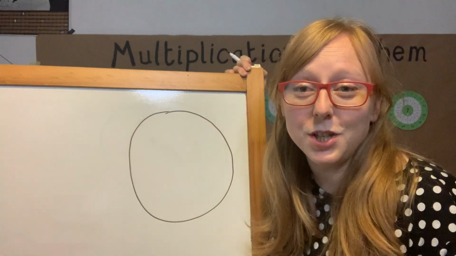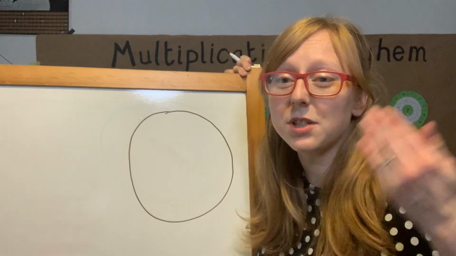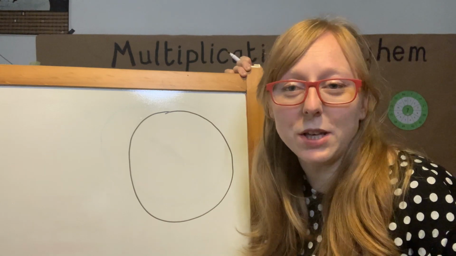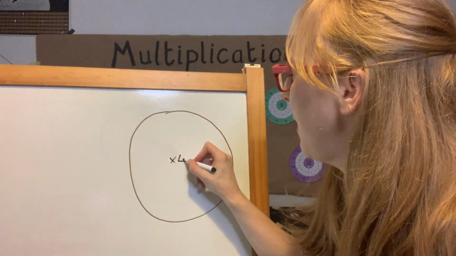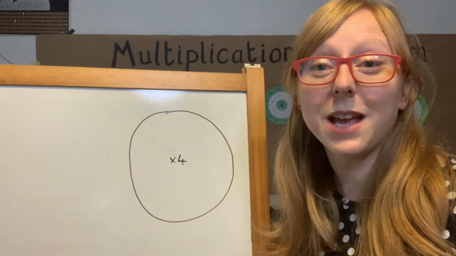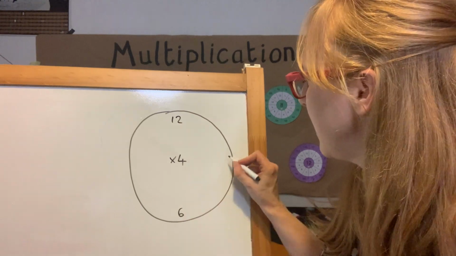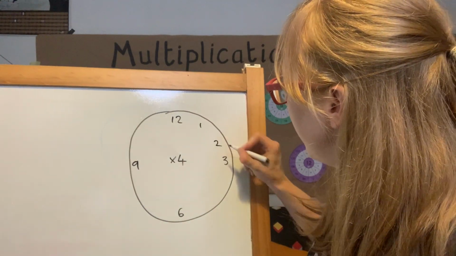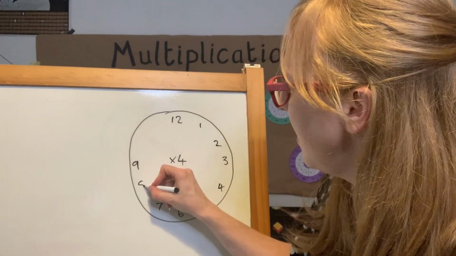So we're just going to use this to figure out our times tables, because yes, it's great to be able to just say them one after the other, but sometimes you need to know what to do when you get stuck. So this is our 4 times table, and we're just going to fill it in our clock. You can do this with any times table. So we're going to start off with 12, our 6, our 3, and our 9, and then just fill in the rest. Okay, easy peasy so far.